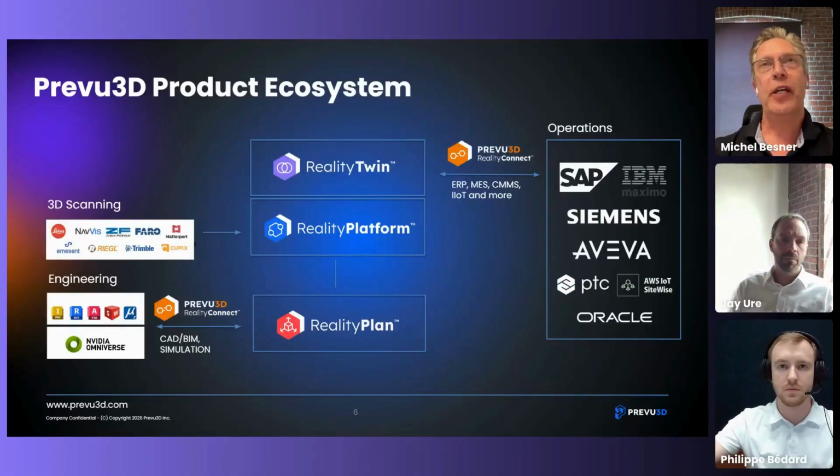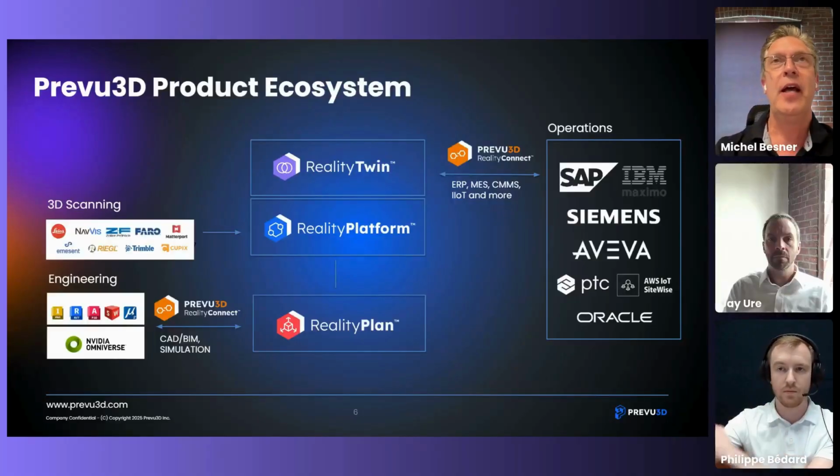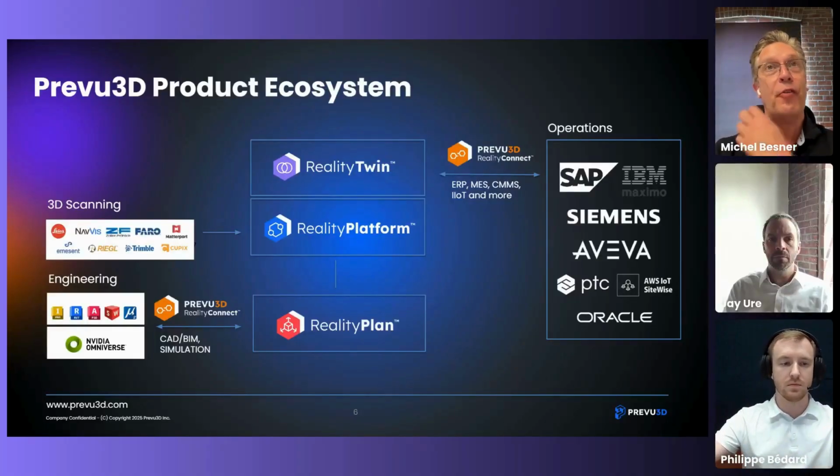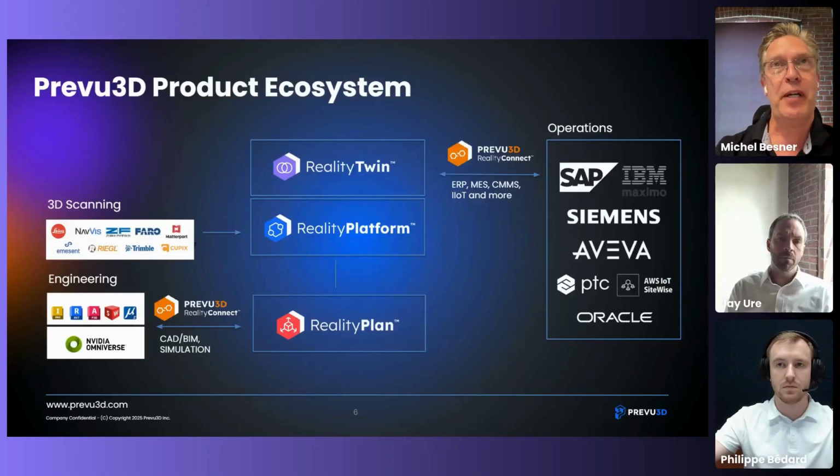We are also working on a Reality Connect API SDK that will allow third-party companies to add their own implementation to connect to our ecosystem. So really creating an easily accessible environment to access and manage reality capture data, and manage that single version of the truth from both an engineering and operations perspective.